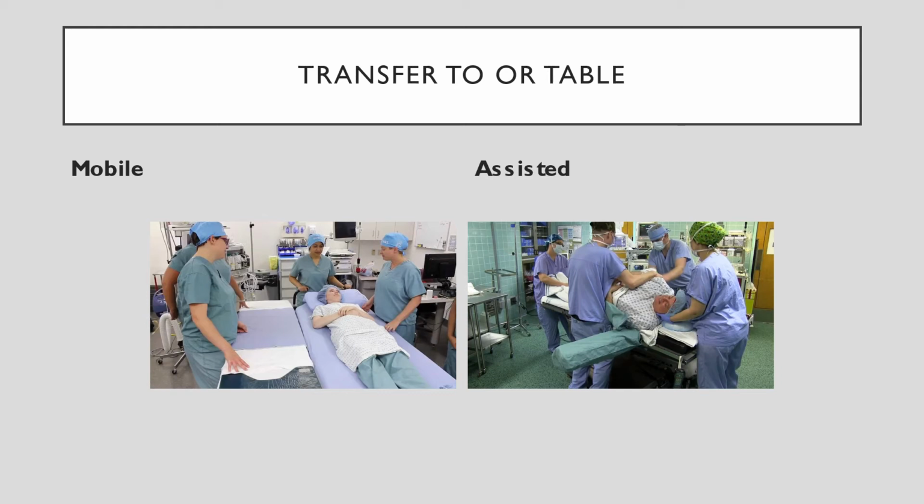So here we are. It's time to do the lateral transfer. So we use a transfer board, we get the gurney in there, all right? And then we're gonna gently roll the patient to one side, place the transfer board underneath, and then gently roll the patient onto the gurney. It is like magic.